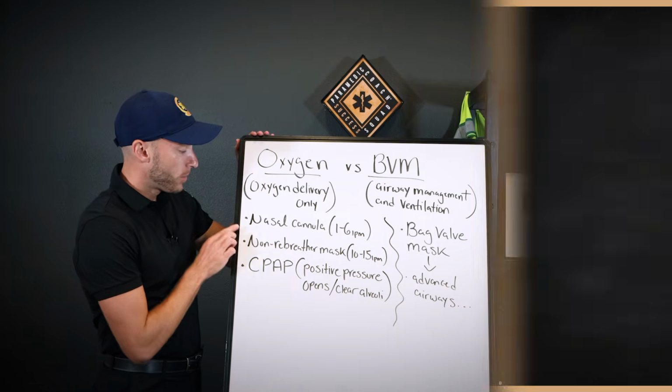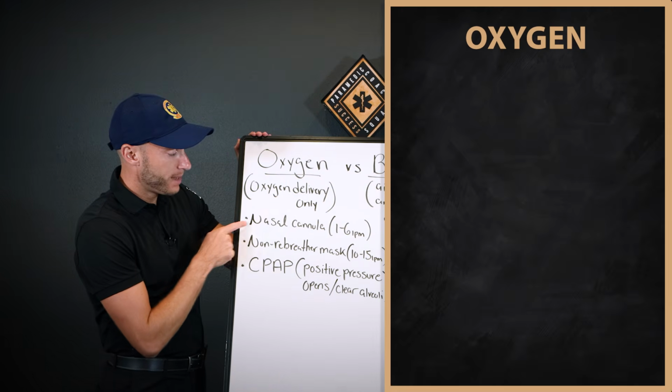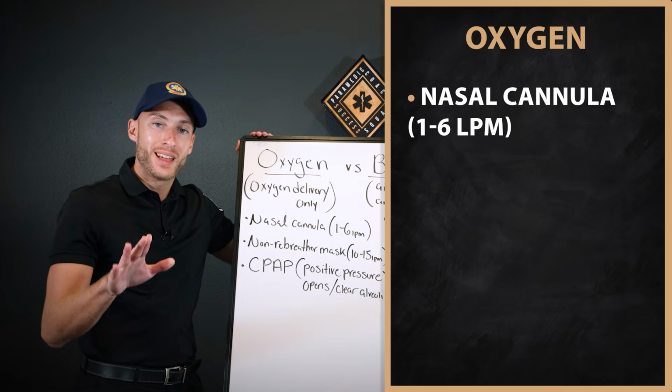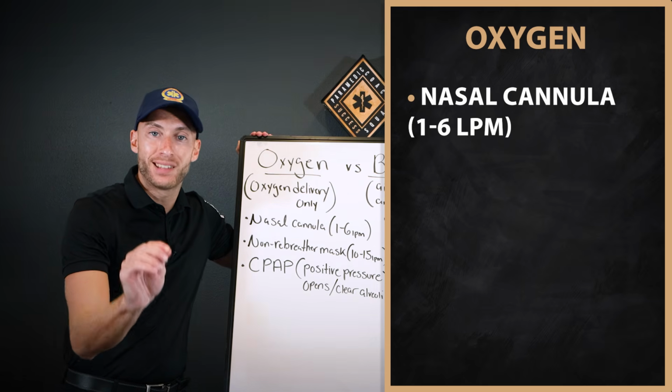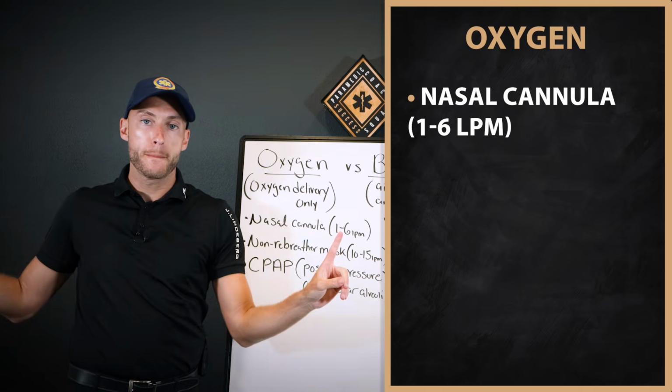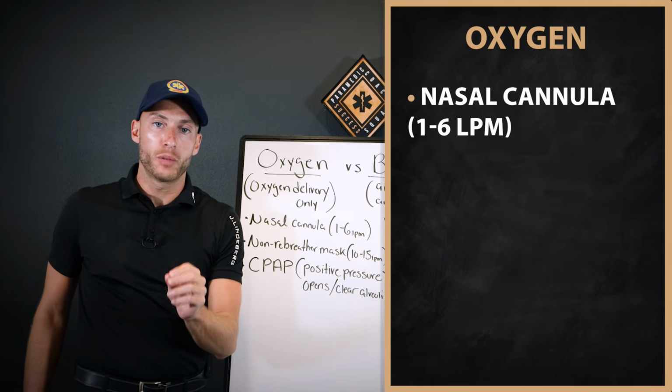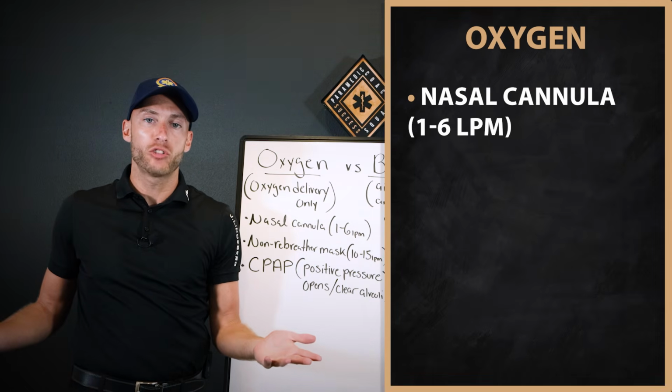Okay. Now, the first oxygen device we have is nasal cannula. That is 1 to 6 liters per minute. That is more mild symptoms. But hang on a second, hold on. When do we give oxygen to the patient? Why do we give patients oxygen?